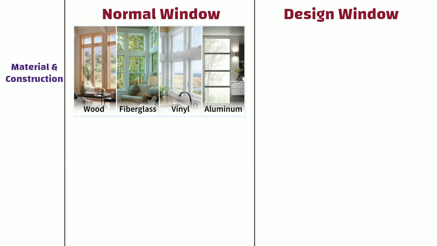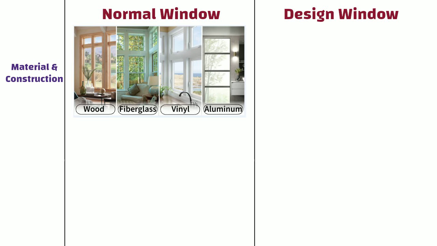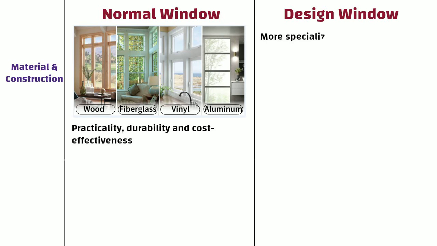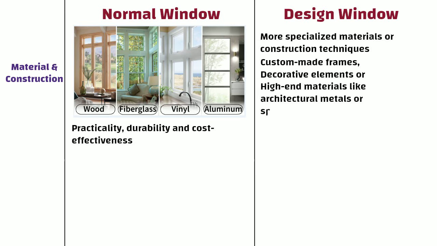Normal windows are typically constructed from standard materials such as wood, vinyl, aluminium, or fiberglass. These materials are chosen for their practicality, durability, and cost effectiveness. On the other hand, design windows may utilize more specialized materials or construction techniques to achieve specific design goals. This could include custom-made frames, decorative elements, or high-end materials like architectural metals or specialty glass.